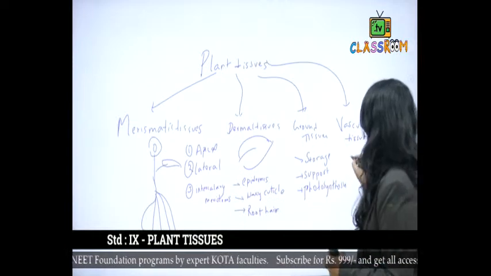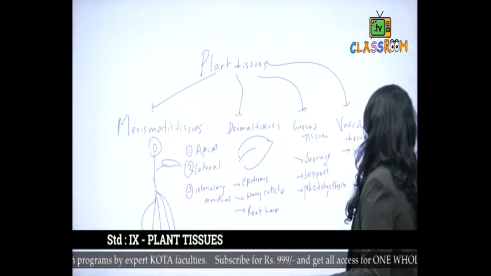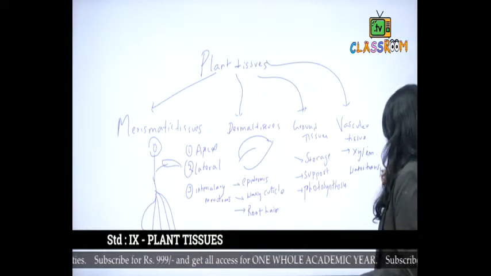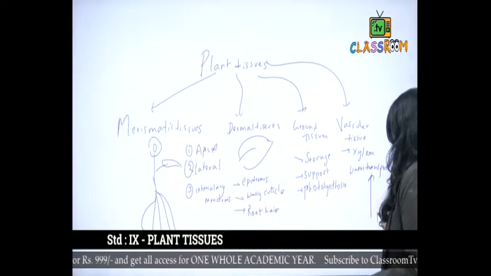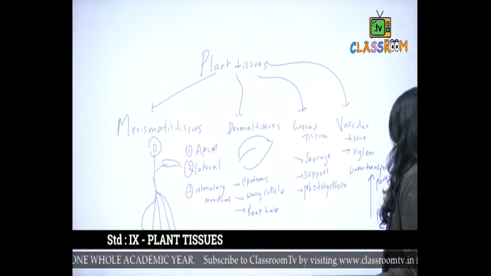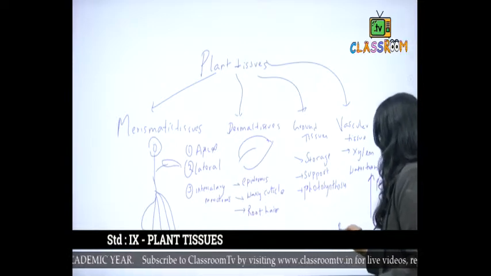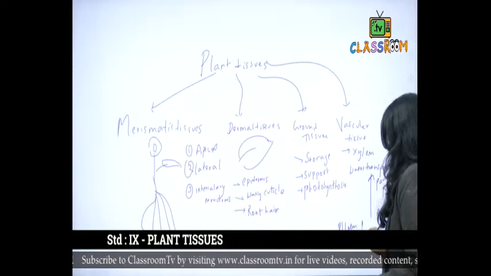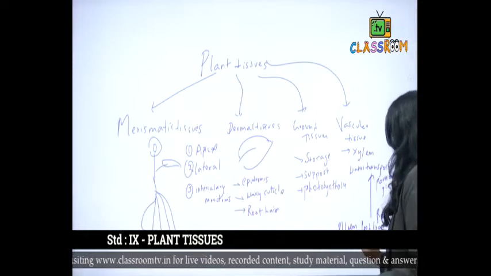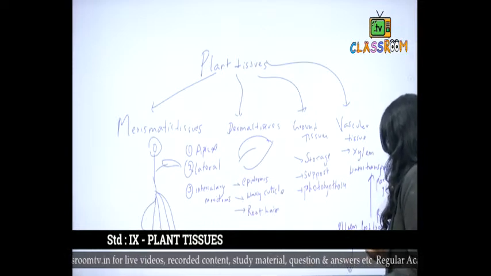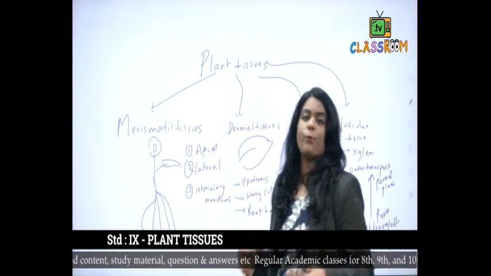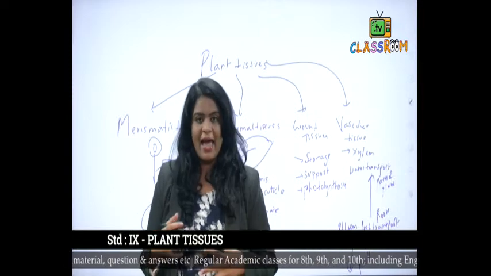Coming to the vascular tissue, they are of two types: xylem that helps in water transport, that occurs in upward direction, that is from roots to other parts of the plants, whereas phloem helps in food transportation. Now where is the transportation occurring? It is occurring from parts of the plant to roots. So these are the four important parts of a plant tissue.